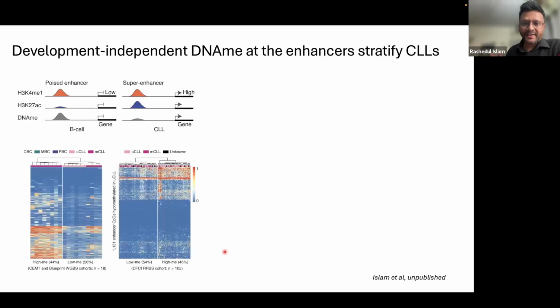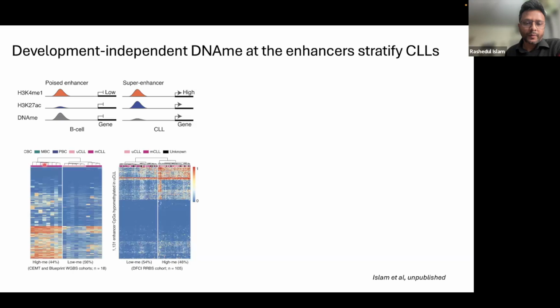So later we want to classify the groups. This is very common in cancer research. We try to group the patients, whether they have different outcomes or not. And we have found that DNA methylation at the enhancers varies between individuals. Then we performed unsupervised clustering to cluster the CLL cases into groups. There are two major groups. One has relatively lower methylation, and another has relatively higher methylation at the enhancers.